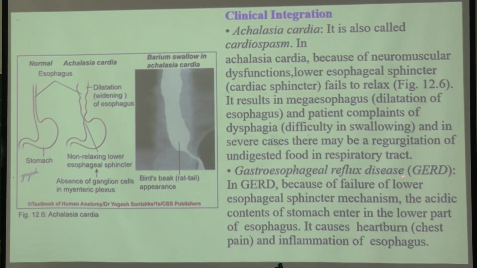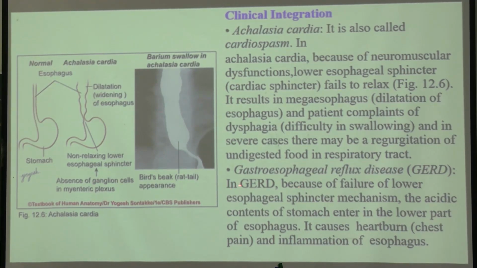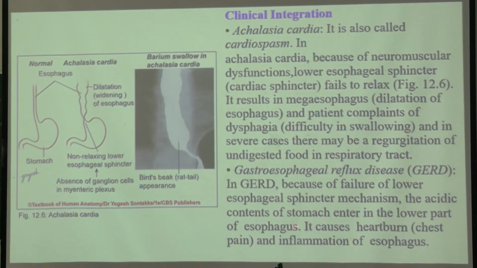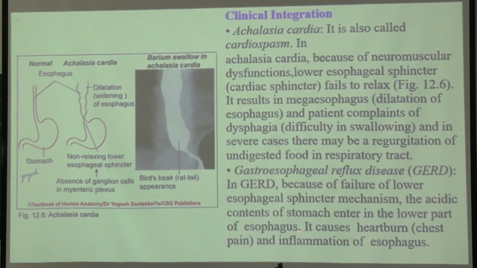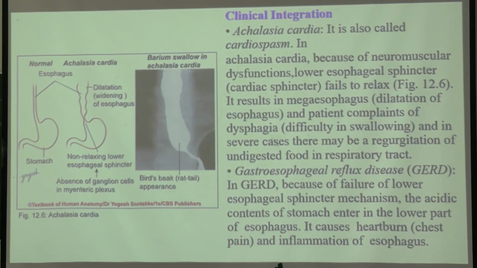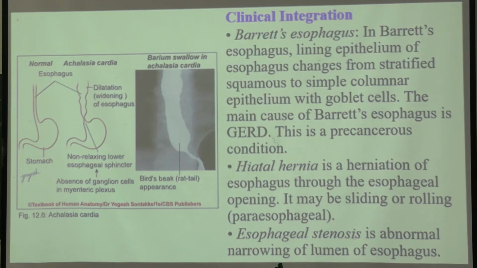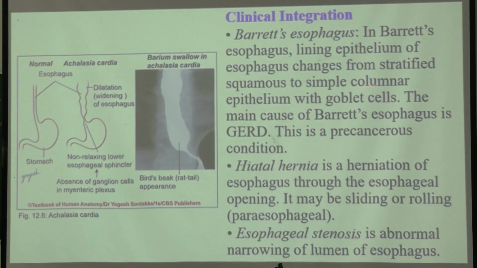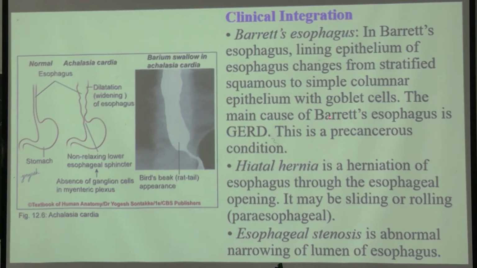Gastroesophageal Reflux Disease, GERD. In GERD, because of failure of the lower esophageal sphincter mechanism, the acidic contents of the stomach enter the lower part of the esophagus. It causes heartburn, chest pain, and inflammation of the esophagus. Now, Barrett's esophagus: the lining epithelium of the esophagus changes from stratified squamous to simple columnar epithelium with goblet cells. The main cause of Barrett's esophagus is GERD. This is a precancerous condition.